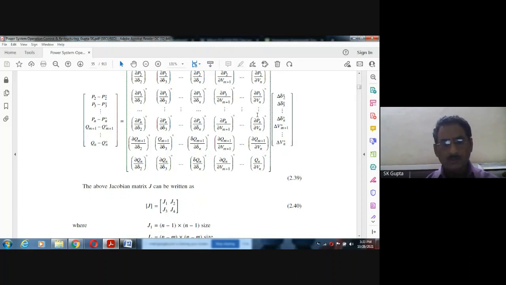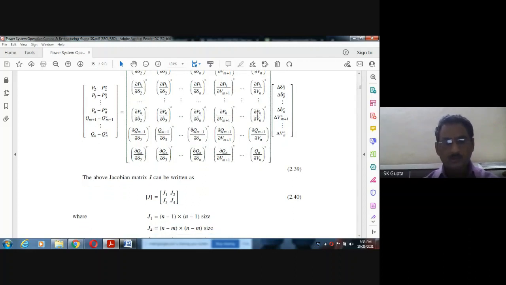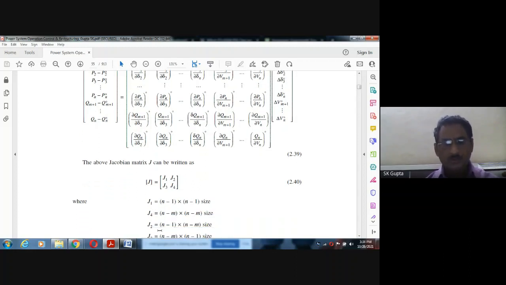So the size of J2 is n minus 1 rows by n minus m columns. Similarly, the size of this block is n minus m into n minus m. So there are 1, 2, 3, 4 blocks, and the size of the remaining one will be n minus m by n minus 1.